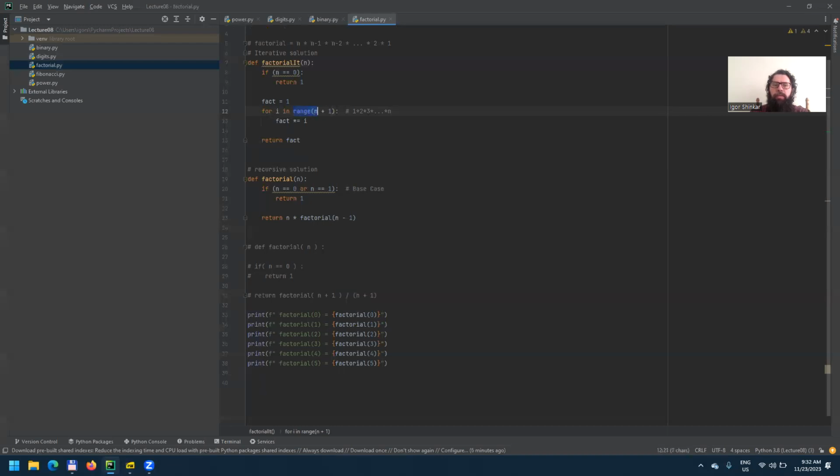So I write it as in range n plus 1, because range n plus 1 means we go from 1 up to n. Or rather, here, I guess we go from 2 up to n. Okay, so that would be the usual way. And what do we do? We multiply factorial by i, and in the end, we return the result.